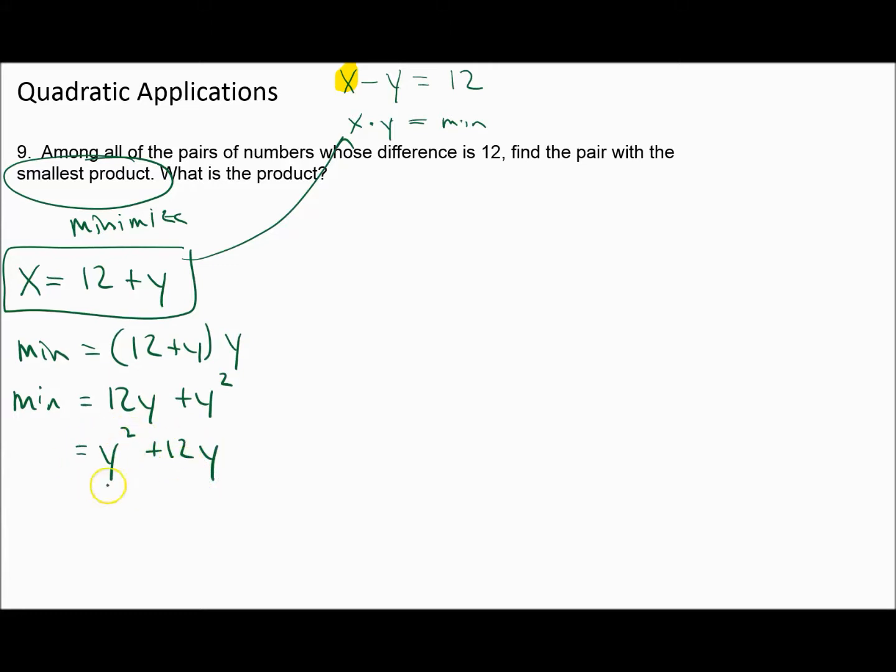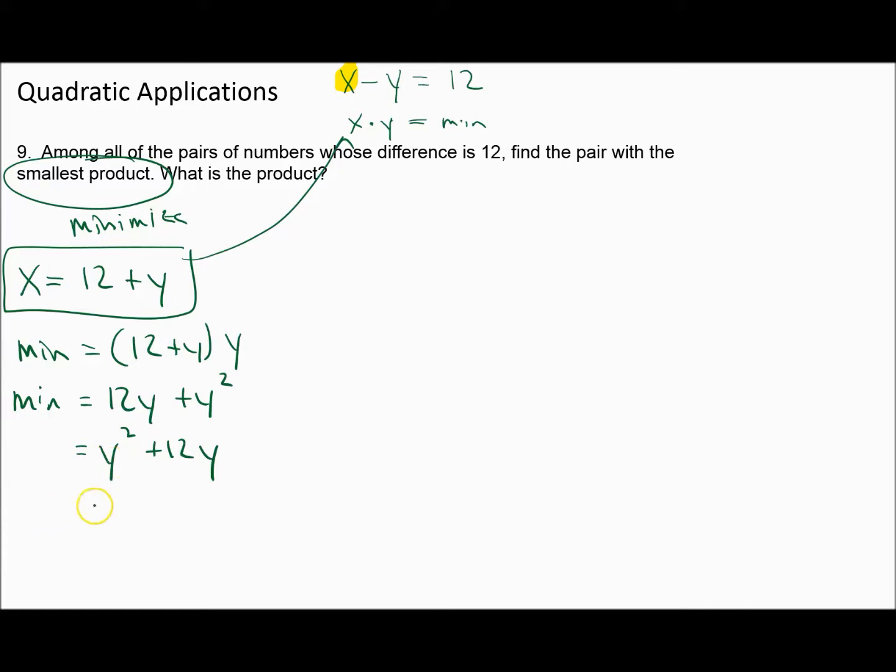Notice in this case, I've got to find the vertex to minimize or maximize. It doesn't matter which one they ask. I have to find the vertex. Now, the vertex in this case we know is a minimum because this thing opens upward, right? Because the leading coefficient's 1. The other problem we did, it was a maximum because it had a negative leading coefficient and it opened downward.